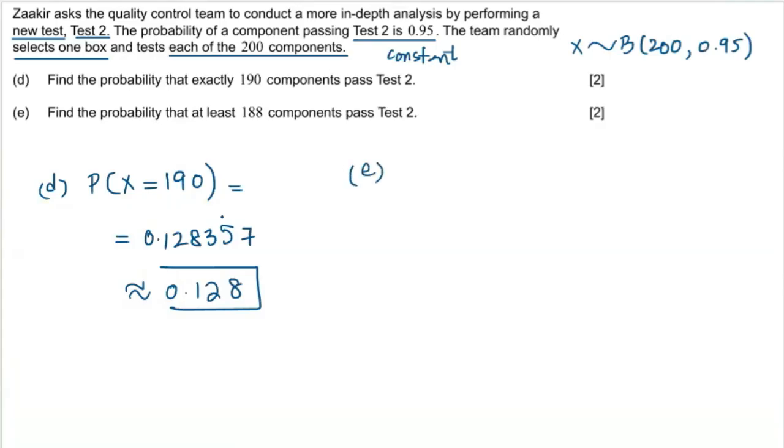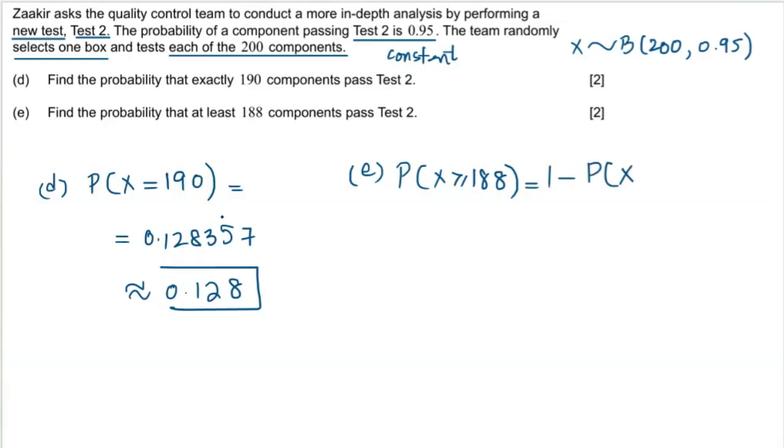Part E. Find the probability that at least 188 components pass test 2. Now, this is something worth noting. How do you do the more region in a binomial distribution? Some of the newer calculators have this option. They can choose the right side or the left side in a binomial as well, but my Casio version doesn't do that. So I'm going to be teaching you, if you have at least 188 in binomial distribution, let's take the complement, since I can use the CD button, which is the left region: 1 minus the probability X below 188.